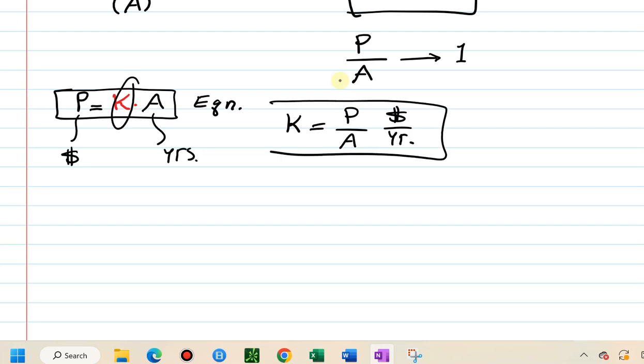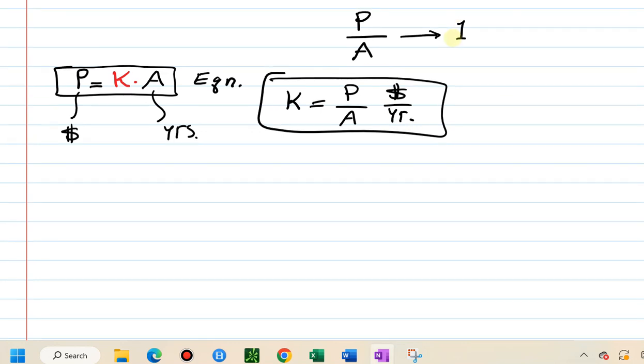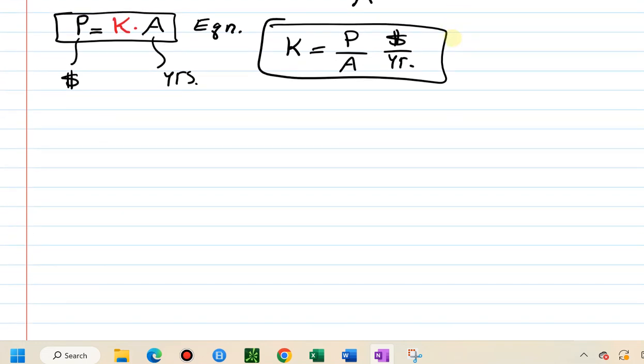So keep that in mind, that constant of proportionality actually carries the units with itself. Otherwise, these equations would be meaningless in terms of the units. Without the K, I would say dollars equal years, which physically doesn't sound right. All right, so that's the direct variation.